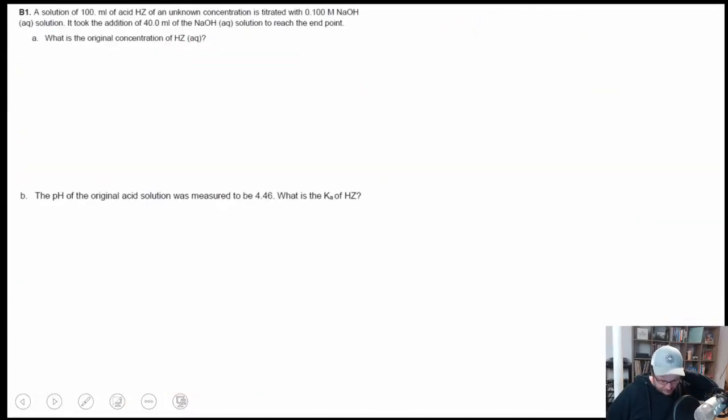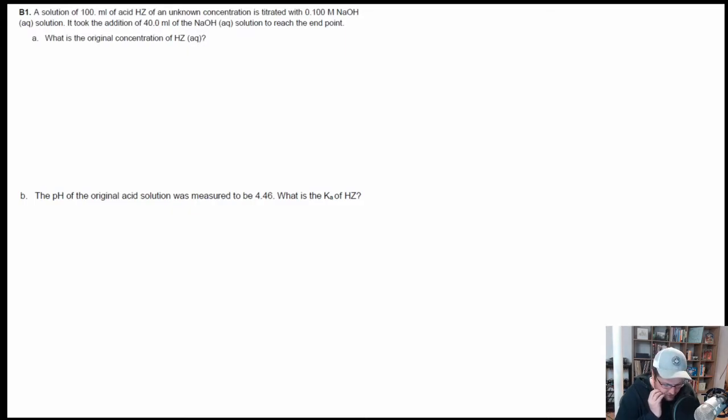B1, right? So this right here now is again another equilibrium problem. Sorry, not equilibrium, titration problem, right? But now in this case, we're given a hypothetical acid, HZ.